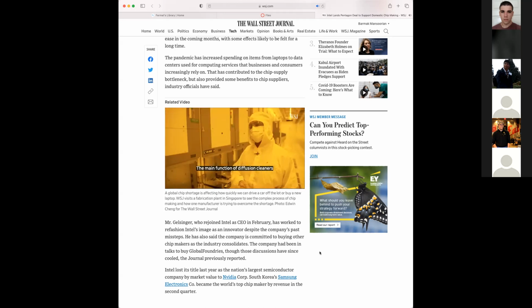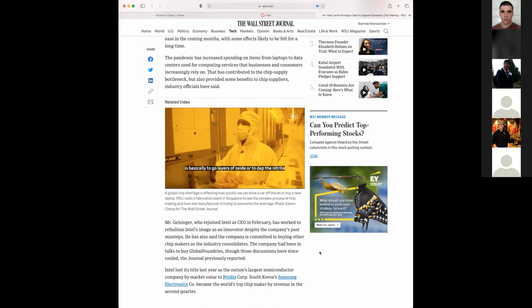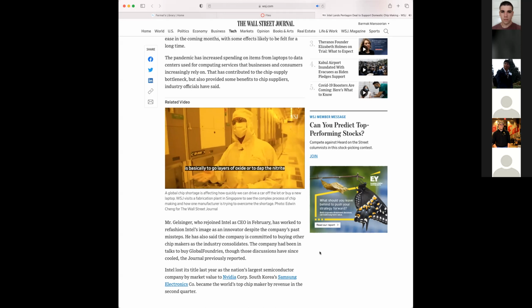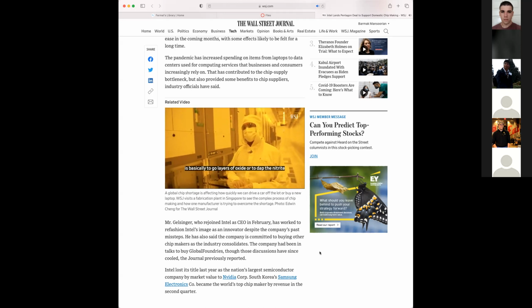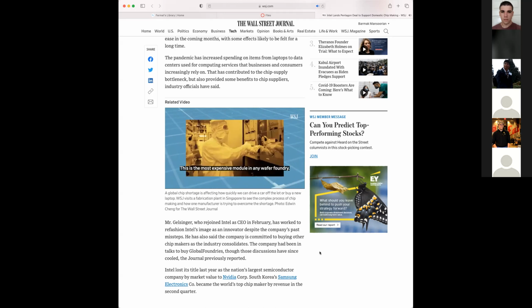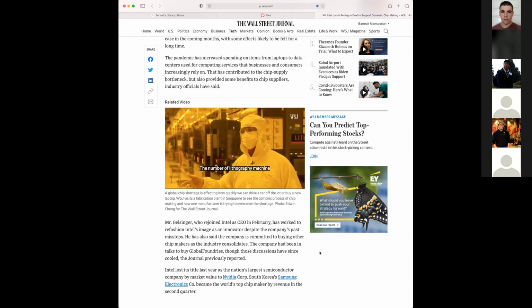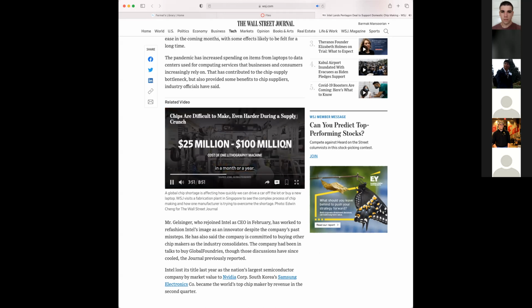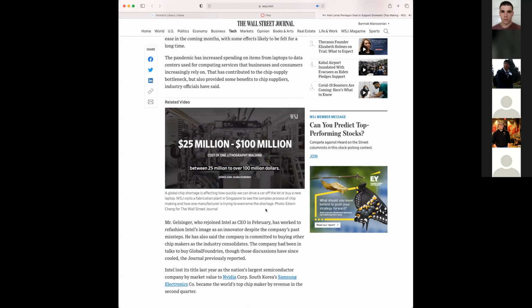The main function of a diffusion furnace is basically to grow layers of oxide or to dip a nitride onto the silicon. That creates a protective coating. Next is a layer that makes the wafer light sensitive, so it's ready for one of the most important steps called lithography. This is the most expensive module in any wafer foundry. The number of lithography machines will define how many wafers you can produce in a month or a year. One lithography machine can cost anywhere between $25 million to over $100 million.